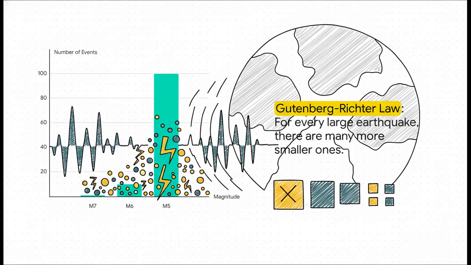To put it simply, for every one massive earthquake, there are a whole lot more smaller ones. A good rule of thumb is that for every magnitude 7 quake, a region will get about 10 magnitude 6s and 100 magnitude 5s. And this statistical relationship holds true all over the globe.